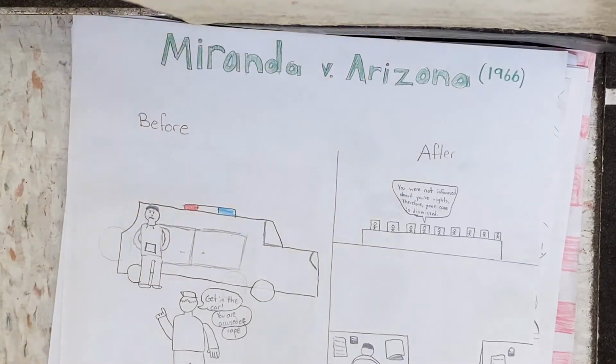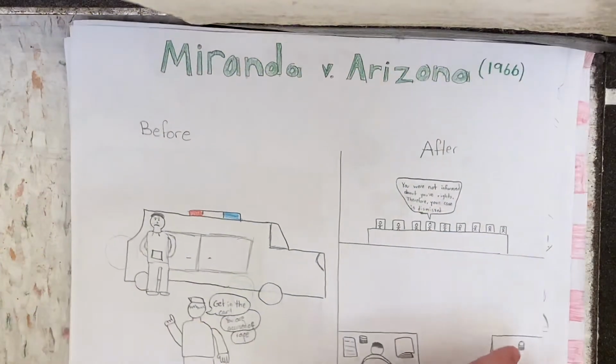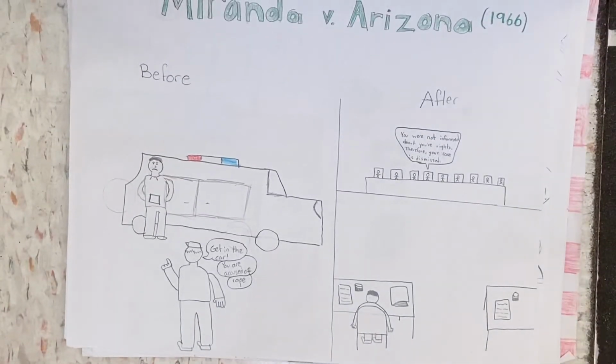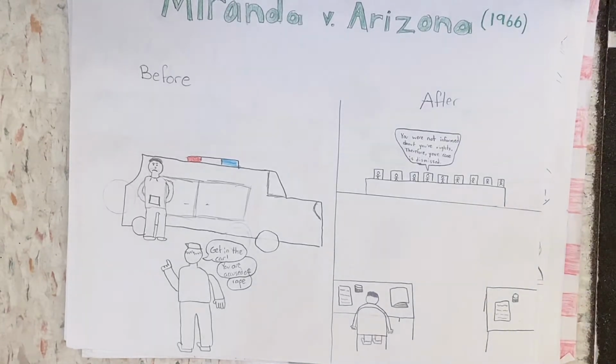Sixth case, Miranda v. Arizona, 1966. A man named Ernesto Miranda was arrested in 1963 for kidnapping and rape. The police questioned him and finally he confessed. The problem was that the police never read him his rights, that he doesn't need to say anything.